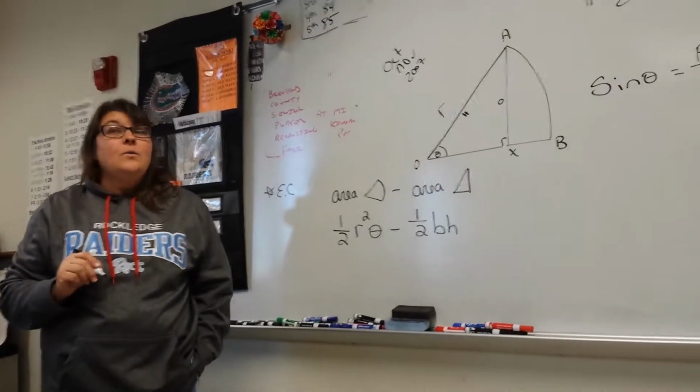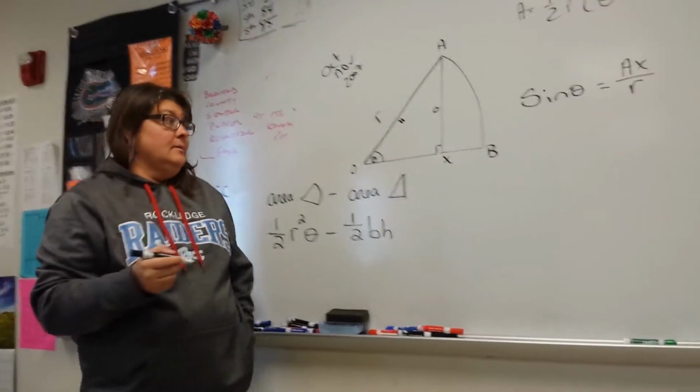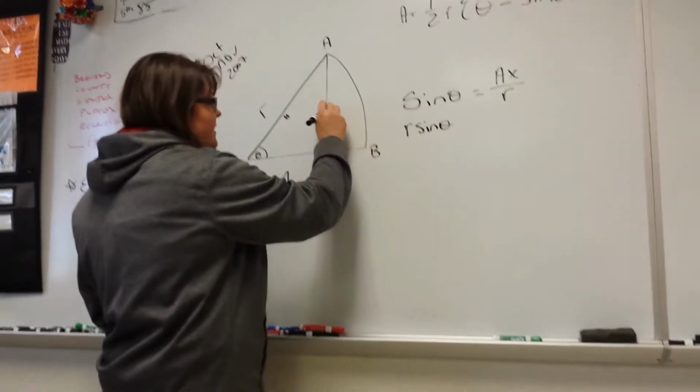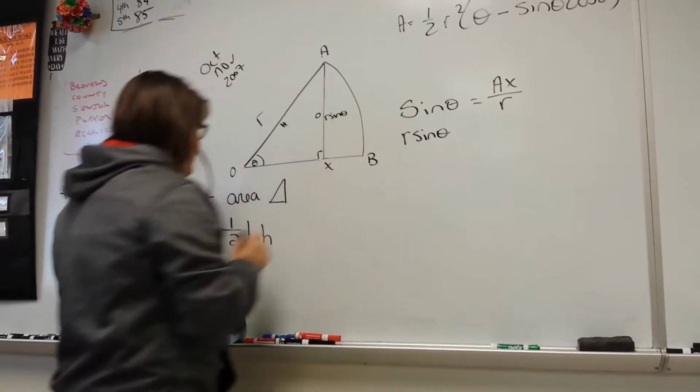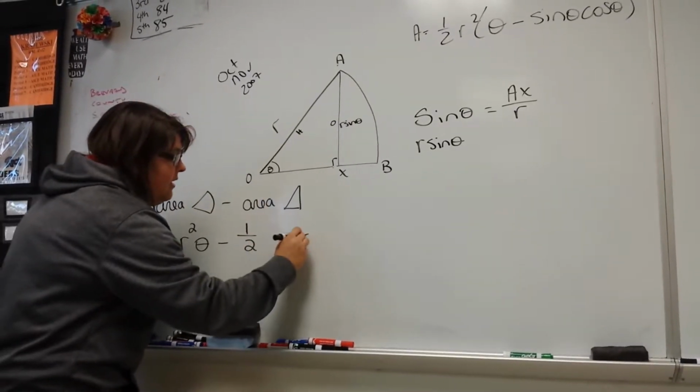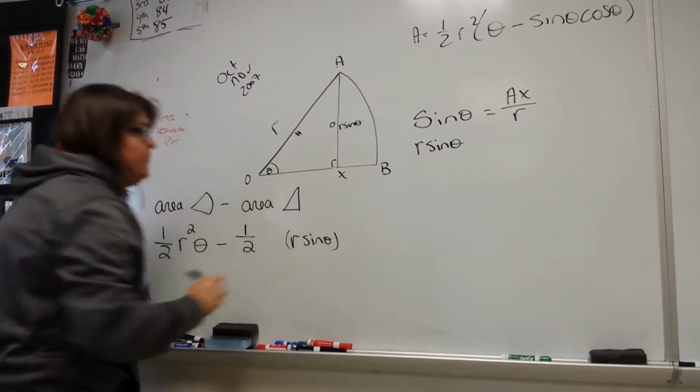You good? Okay, so what is AX, if we clean that up a little bit? R sine theta. Really, this is R sine theta. Perfect. So height is R sine theta. Perfect.